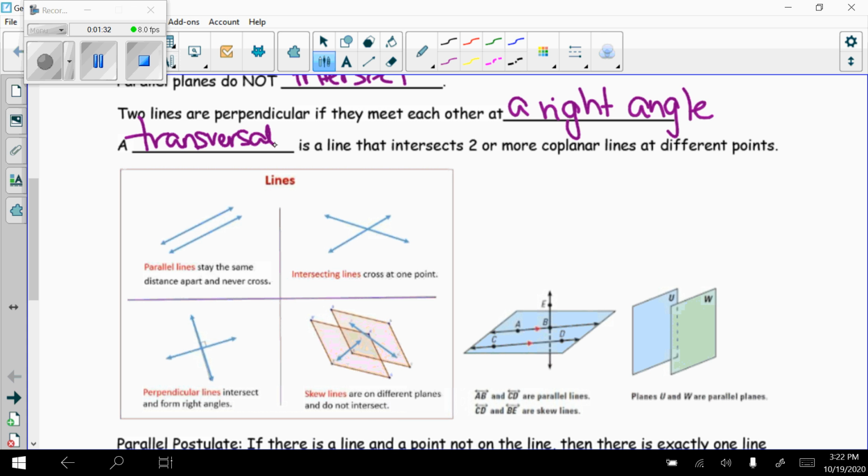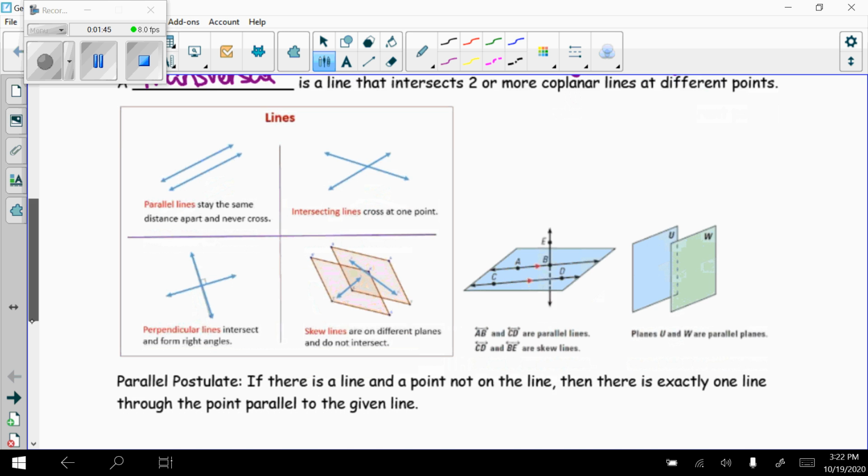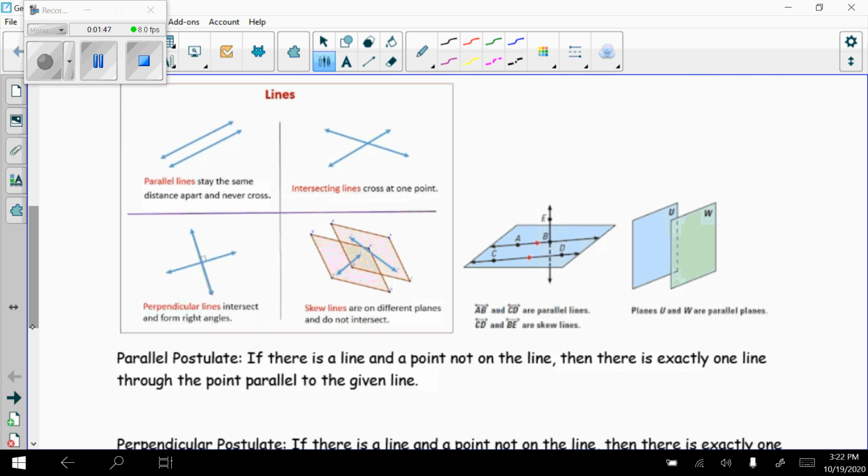So then I just have some pictures of these. So here you can see parallel lines. They stay at the same distance apart and they never cross. Intersecting lines cross at one point. Perpendicular lines intersect and form right angles, and we denote the right angle with the little box. Skew lines are on different planes and do not intersect. And then over here I have examples.